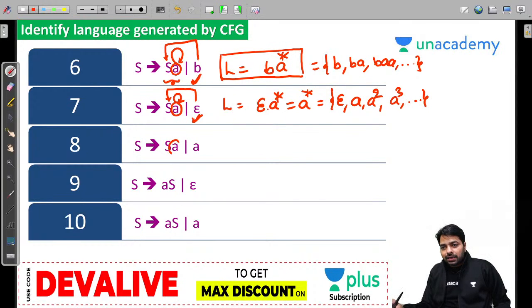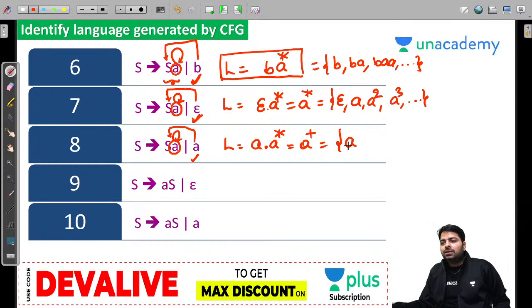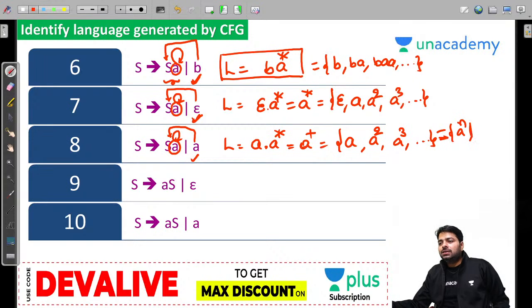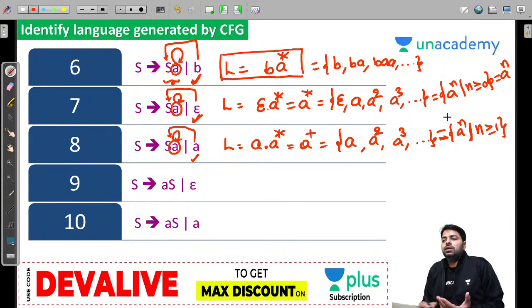Yes. And here A is there, and to stop S, A should come. So L is equal to A dot A star, which is nothing but A plus. Remember that. And that is single A is the minimum, then A square, A cube and so on. Yes, A plus we can call. You can say that A power n such that n greater than or equal to 1. Here A power n such that n greater than or equal to 0. People can write directly A power n, because by default it starts from 0. Minus 1 has no meaning here.